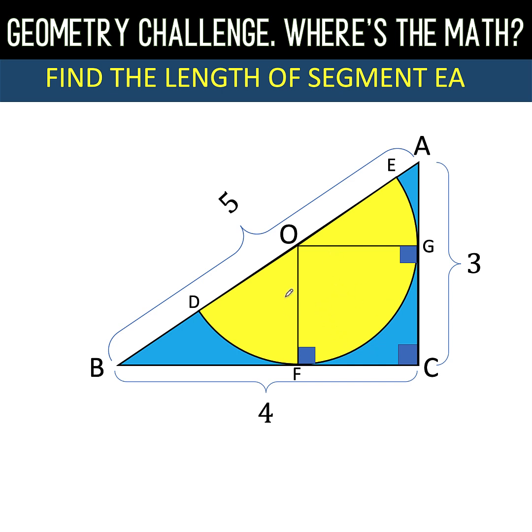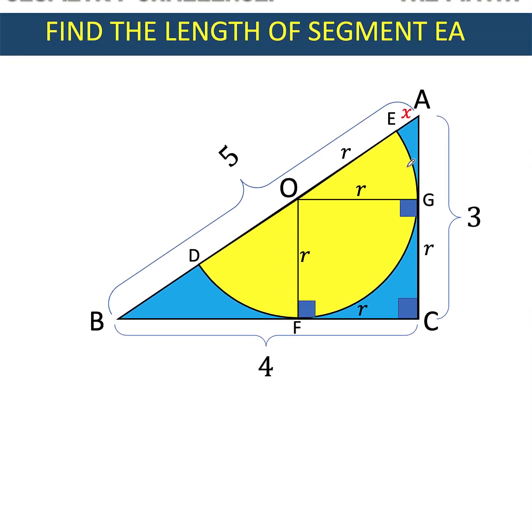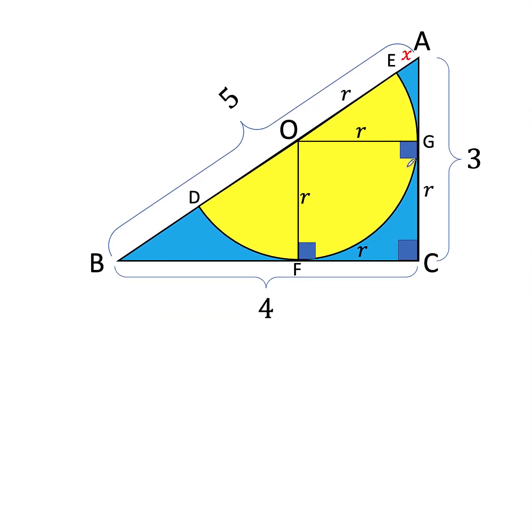So let's label this as the radius R. This is also another radius R. And all the other sides are also R because we have a square. Now, OE is also a radius, so that is also R. Then finally, for the distance EA, let's assign the variable x for its length. We would like to find what is the length of that line segment EA, which is equal to x.